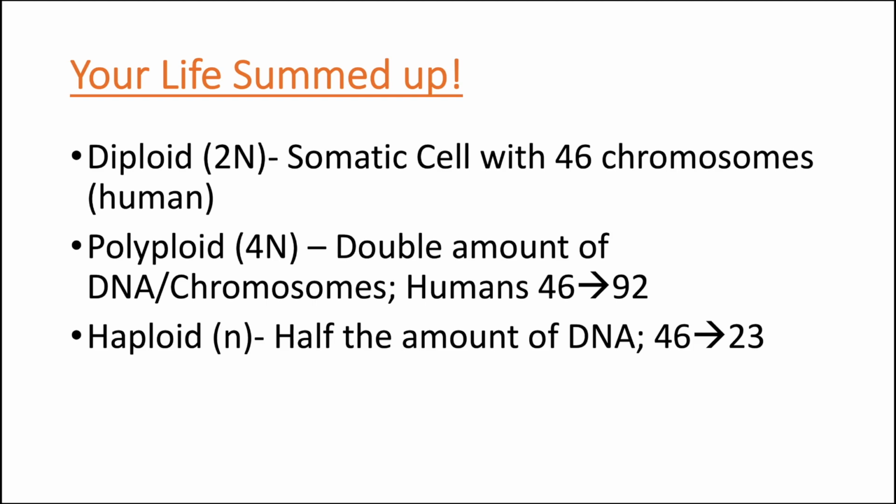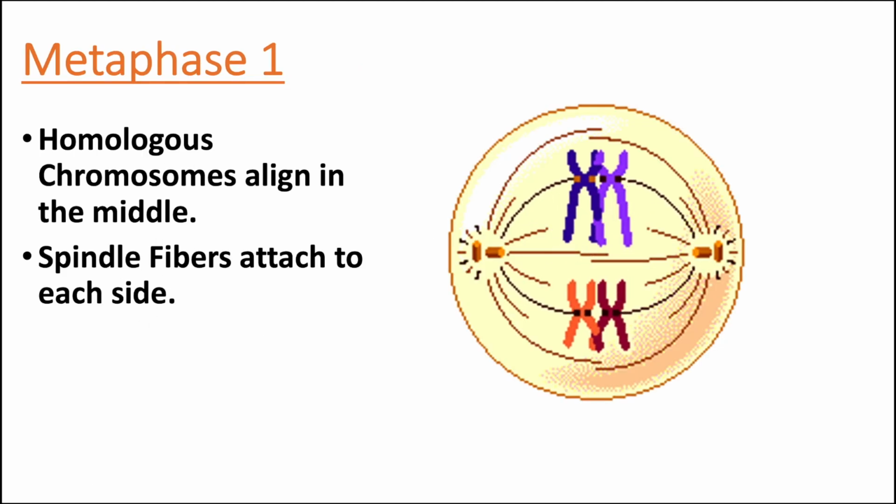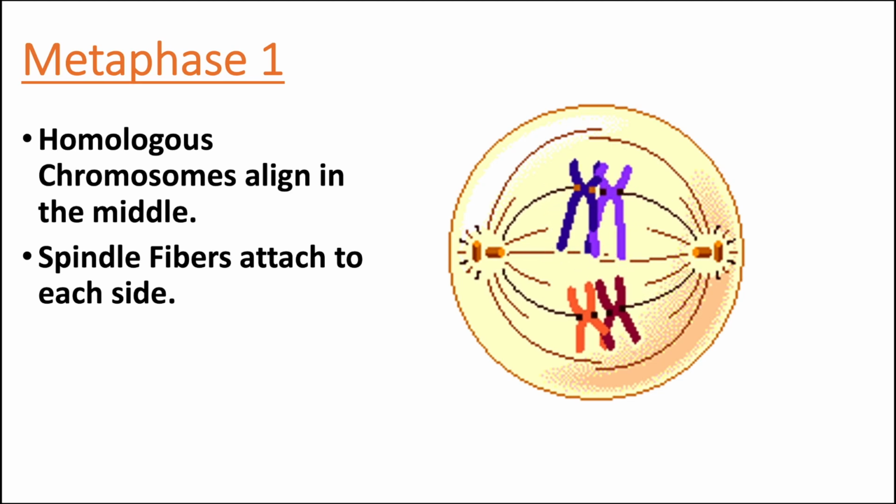Polyploid means that we have double the amount. So we simply multiply this number here by 2 to get 4N. That means we're going to increase that amount from 46 to 92. Haploid means that we contain half the amount of DNA. So that means that we're going to remove the 2 by dividing by 2, and that'll get us down to 23. I'm going to explain to you all why all of these numbers are important in a moment. Now, when we look at meiosis, remember we have two stages of meiosis, or we go through meiosis twice.